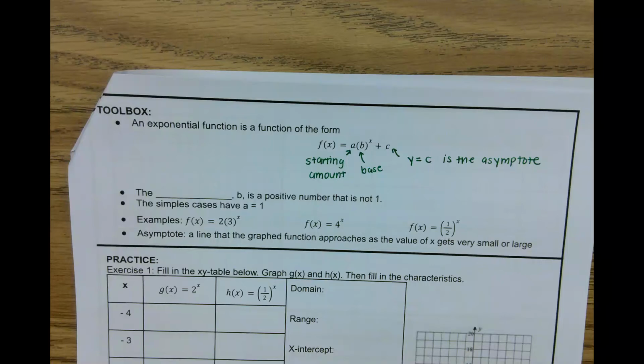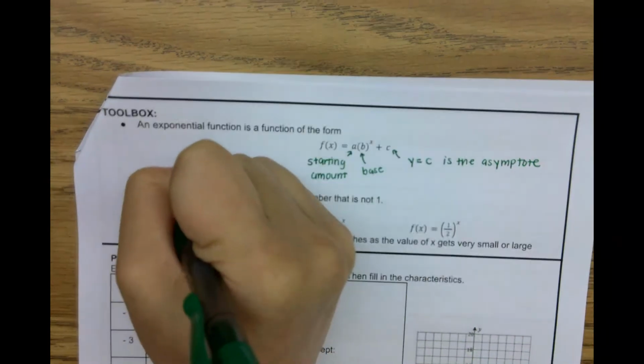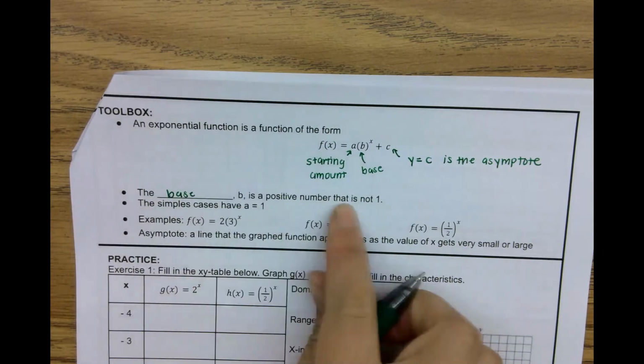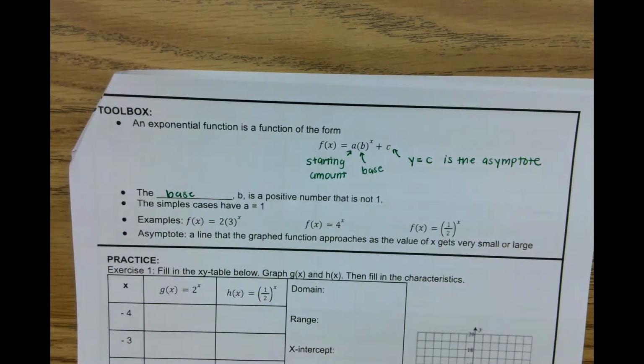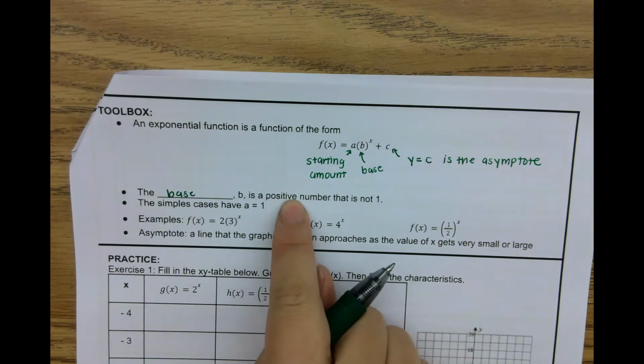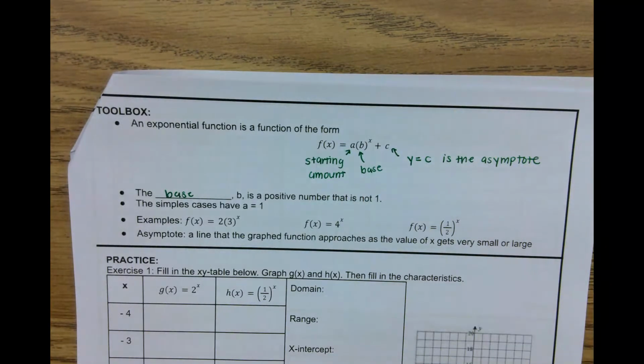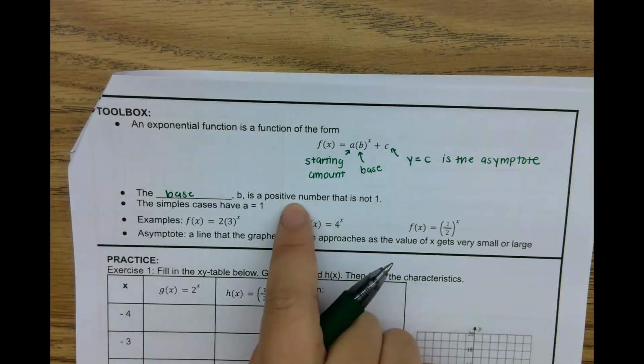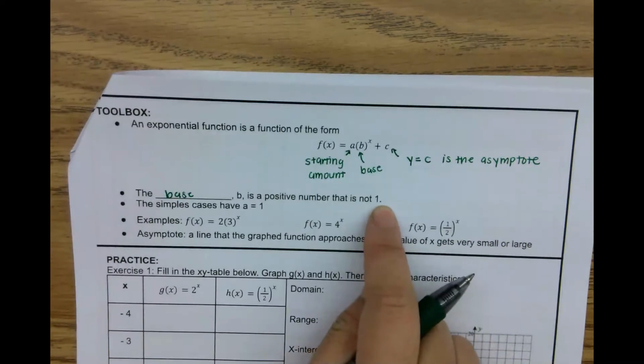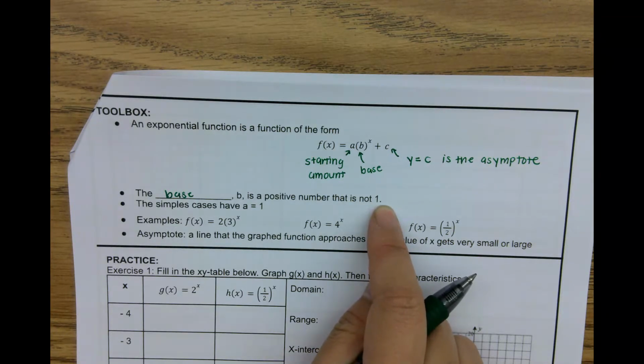So here, the base, which is b, is a positive number that is not 1. The reason it has to be positive is because if it's a negative number, depending on what x is, it'll move back and forth between positive and negative, and that's not what our exponential function does. And it can't be 1 because 1 to any power is just 1. 1 times 1 is 1. 1 times 1 times 1 times 1 is still 1. So our base cannot be 1, because it wouldn't change anything.